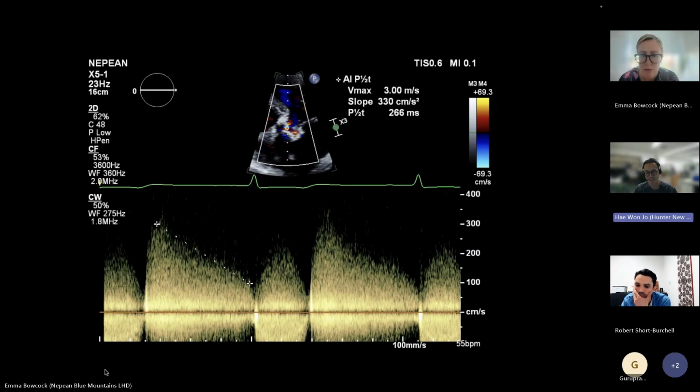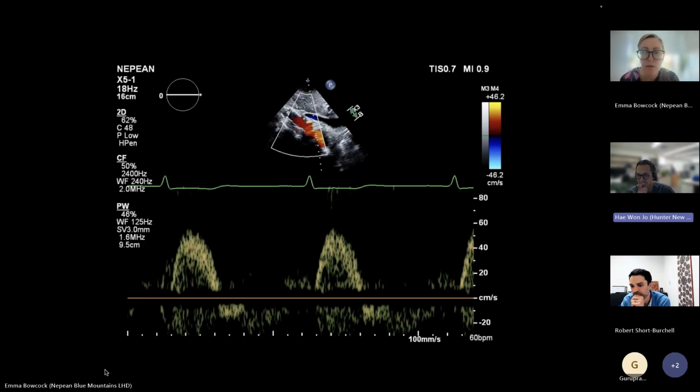Yeah, so look, it's an eccentric jet. Then pressure half time is 260. I've got to think this in itself is a reliable marker of aortic regurgitation severity. There's no end diastolic flow reversal in the descending aorta.